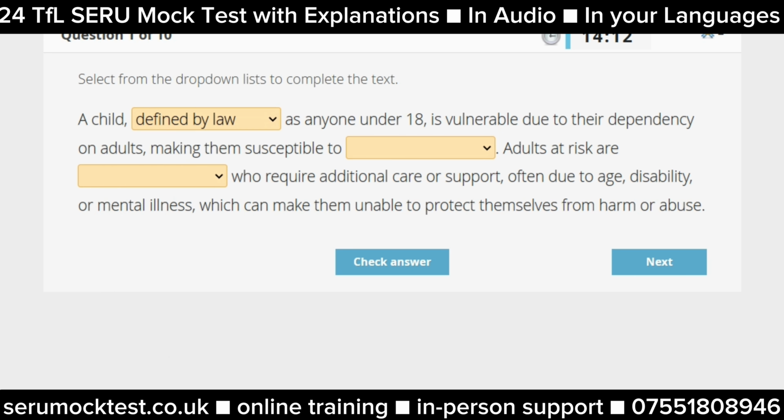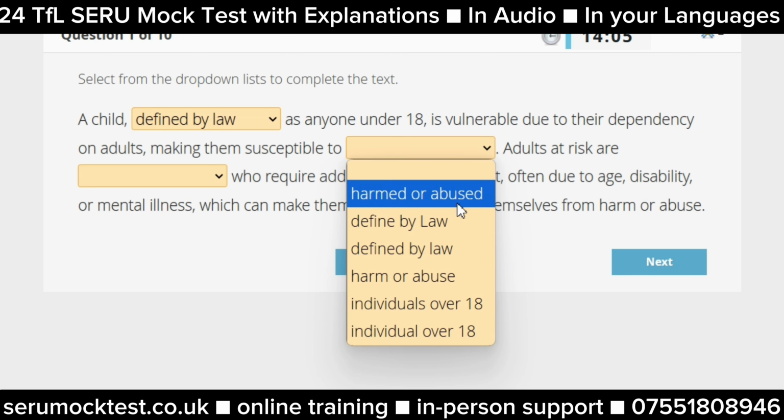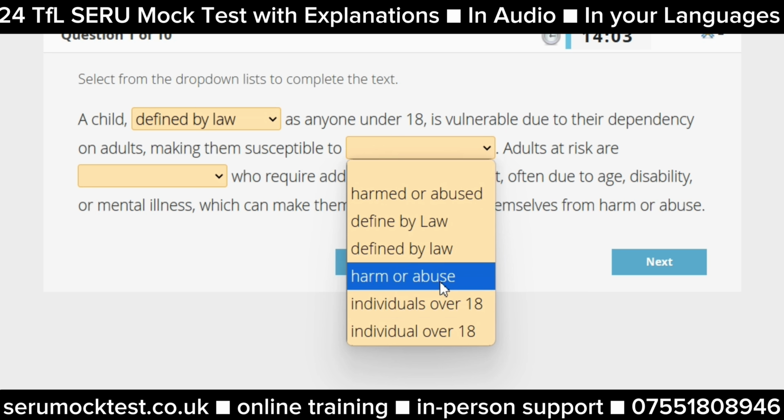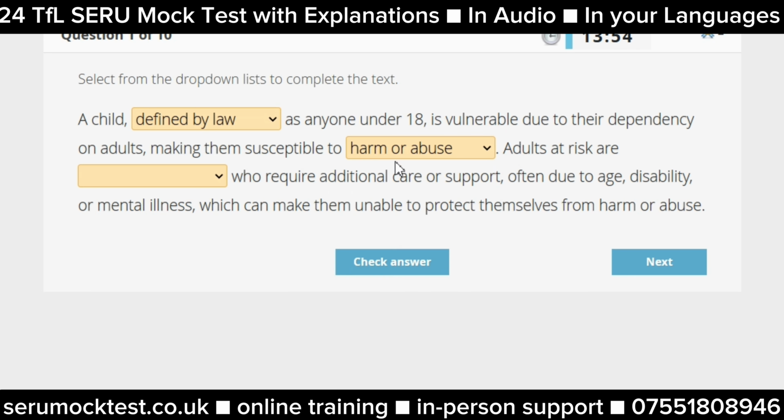Okay, and dependence on adults make them susceptible to harm or abuse. Which one is correct? Think about it. After "to", normally the base form is used. After "to", normally the base form is used. It doesn't add anything to the word.